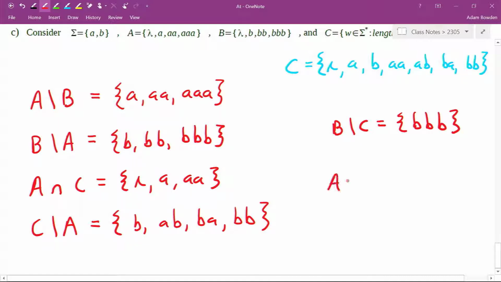Lastly, A relative complement with sigma. Okay, sigma is just, again, our alphabet containing A and B. So if I do the complement with sigma, that means I'm going to take the stuff from sigma away from A that it has in common. There's only one thing that they have in common, and that's the single letter A. So if I take that away, it'll leave me with lambda, AA, and AAA.